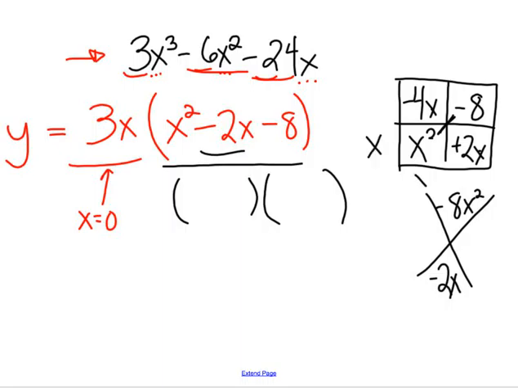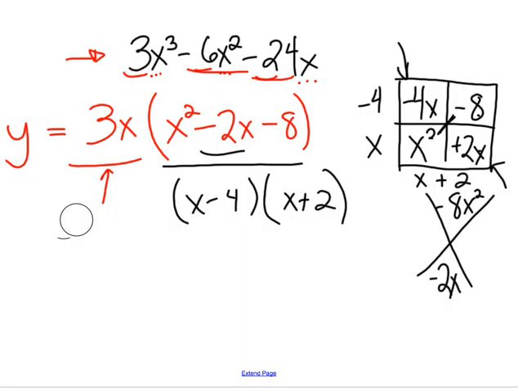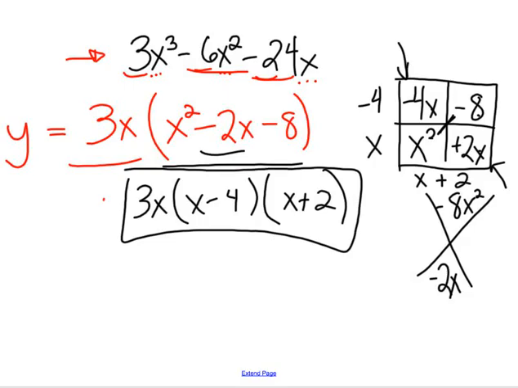And I can check it by filling in the rest of the outside, negative 4, positive 2. And I see that that gives me the negative 8 that I want. It gives me the 2x, the negative 4x that add to negative 2x. So I factor this fully into x minus 4 times x plus 2. And of course I have my original factor of 3x out in front. This is the fully factored form of the original polynomial.